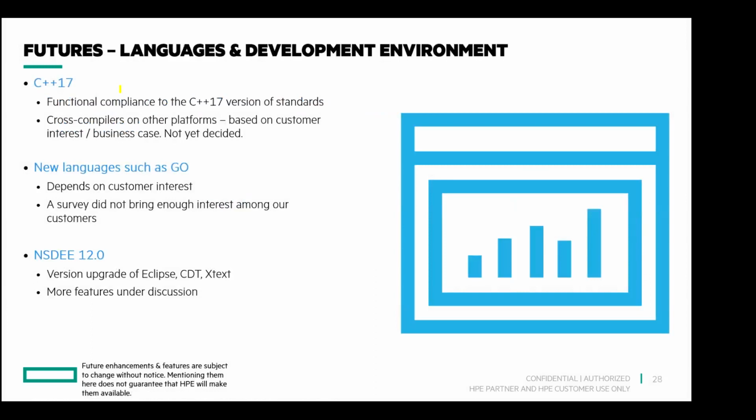So, futures of language and development environment. We are working on C++17 now, and we will offer it. That will be the next standards-based version of C++ on Nonstop. And we also thought about this, which I just highlighted: cross compilers on Nonstop for other platforms. We have cross compilers on Windows now. So what about other platforms? Let's say Linux, for example.